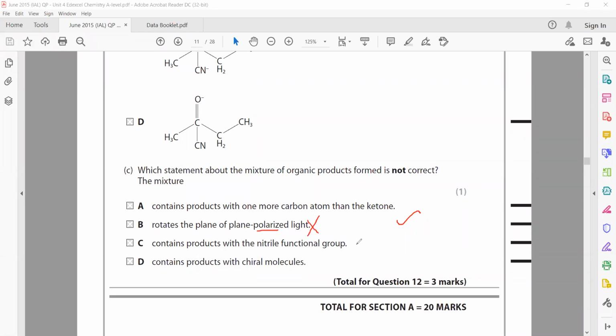Contains product with nitrile functional group, that's true. Contains a product with a chiral carbon, that's also true, because all the bonds which the carbon forms are with different elements or atoms or groups of atoms. So B is the right answer because it will form a racemic mixture which does not rotate the plane polarized light. So this was June 2015, Unit 4 of IAL Chemistry.